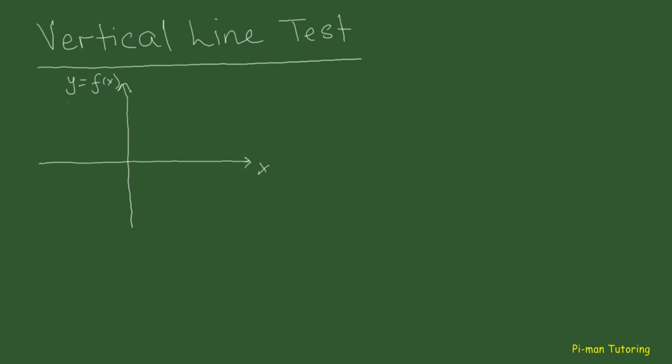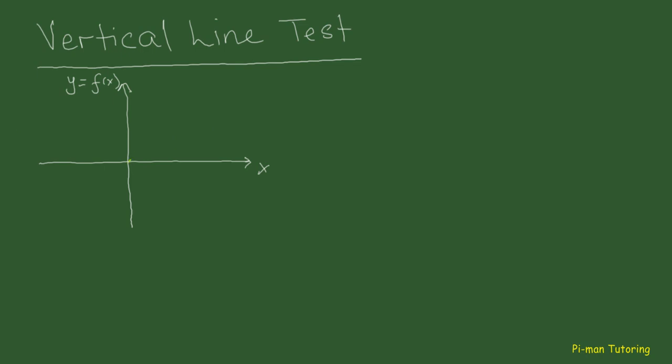And so, for example, obviously a linear function passes the vertical line test. A parabolic function will pass the vertical line test. Cubic functions pass the vertical line test. So what kind of function doesn't pass the vertical line test?